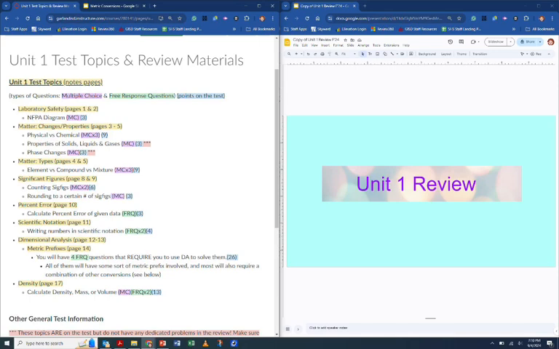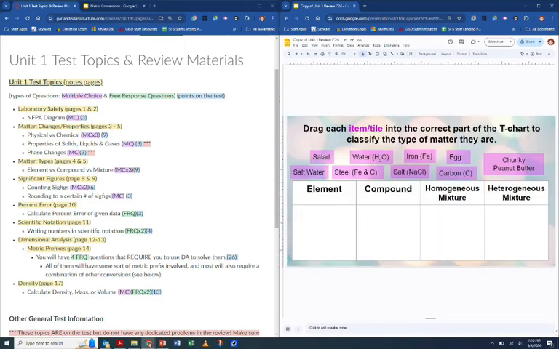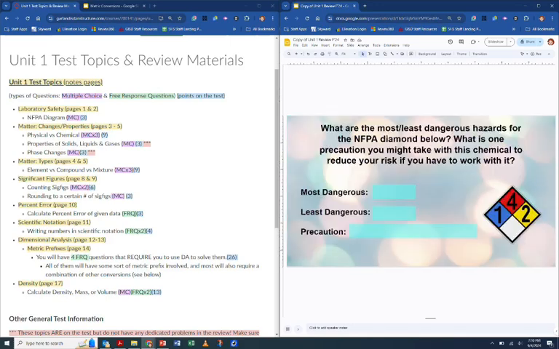And after I made that list, I went through and I made this review activity, which you had to make a copy of the sets of slides to look through. And I tried to make sure that I covered every single topic that is on the test. So that first topic, NFPA diamonds, is on page 2, and kind of deals with some of the safety stuff we talked about on page 1.